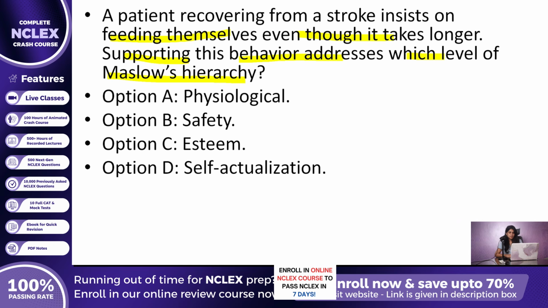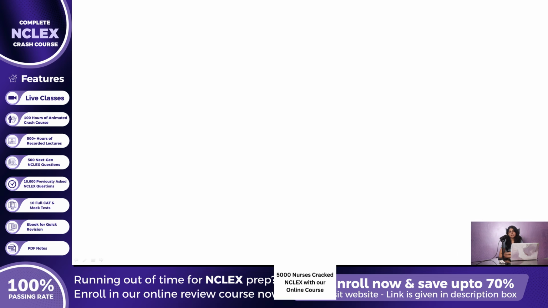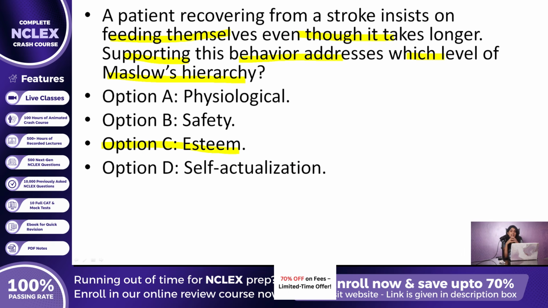The right answer is option C, esteem. By letting the patient feed themselves, you support independence, dignity, and self-respect. While eating is physiological, the emphasis here is not on survival, but on self-confidence. Always watch for the subtle NCLEX twist.